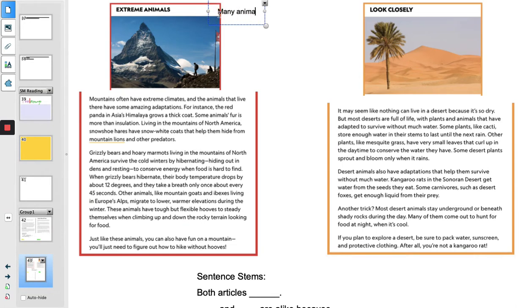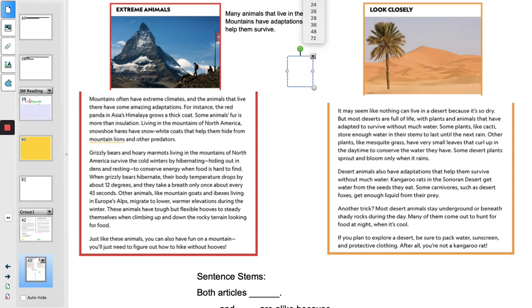Many animals that live in the mountains have adaptations to help them survive. That's not what I want. There we go. So this is the main idea of my extreme animals article.